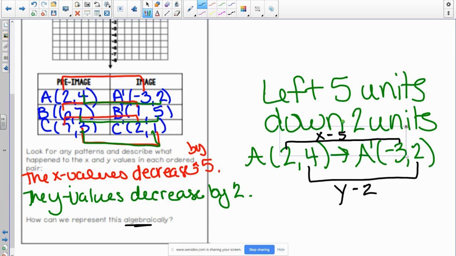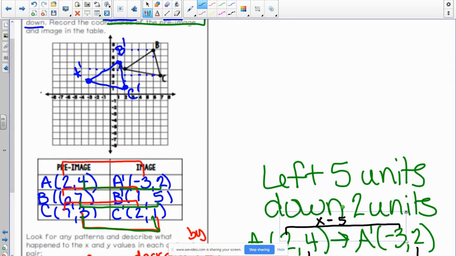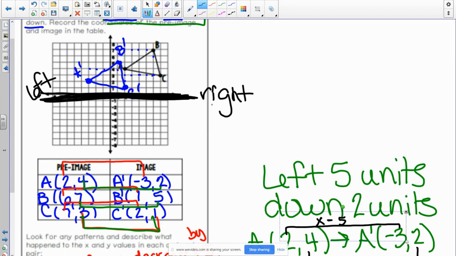Notice this left has to do with the x value, because when you move on a coordinate grid, we'll go back up to look at the coordinate grid. When you move on a coordinate grid on the x-axis, you're moving to the right and to the left. When you move something to the right, just like on a number line, it's going to be an addition. You're always going to add if you move to the right. If you go to the left, just like on the number line, you go down in value, so you're going to subtract. Same thing as the y's.